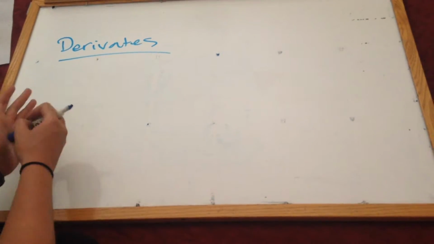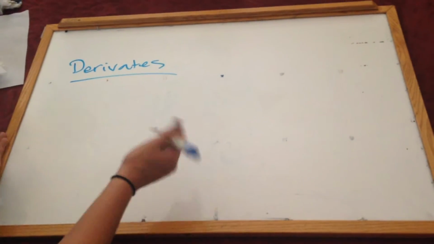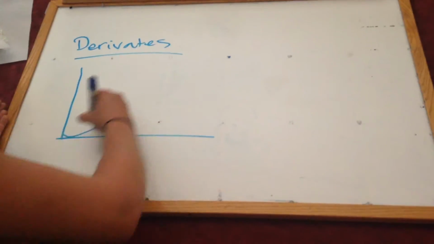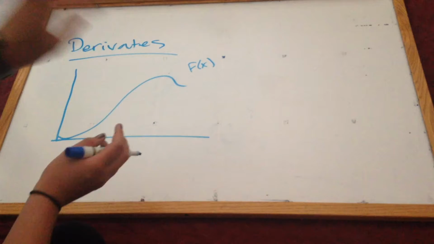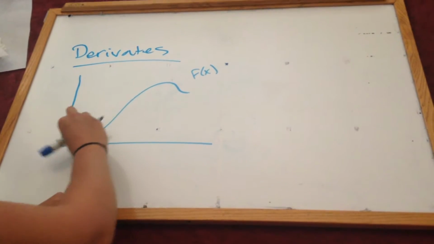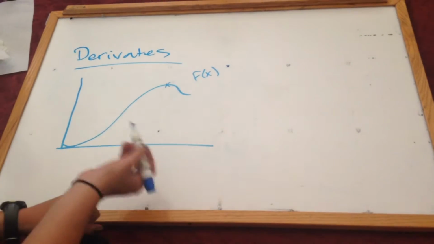Now that we know how to find the derivative, what can we do with it? We can find a function's critical points. So we have function f of x here, and we can find the critical points. The critical points are where the derivative is undefined or equal to 0. So that's where the tangent line is equal to 0, which would be about here.